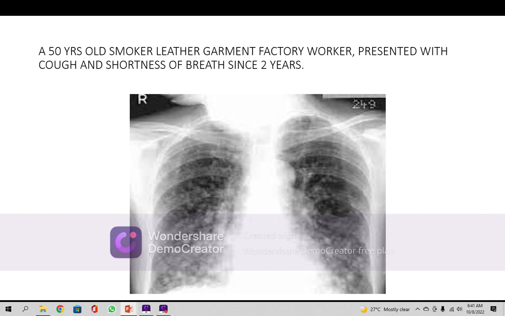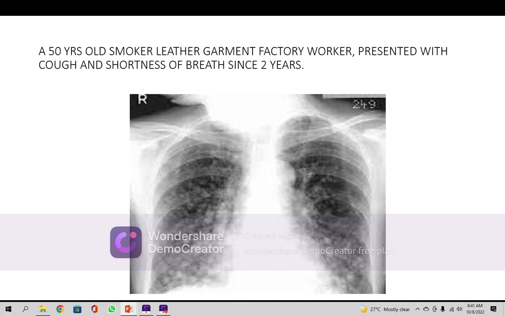So, multiple opacities in the form of reticular, micro, macro, nodular opacities. Associated with the scenario which is given here, the most likely diagnosis is industrial hazard, occupational lung disease, that is pneumoconiosis.